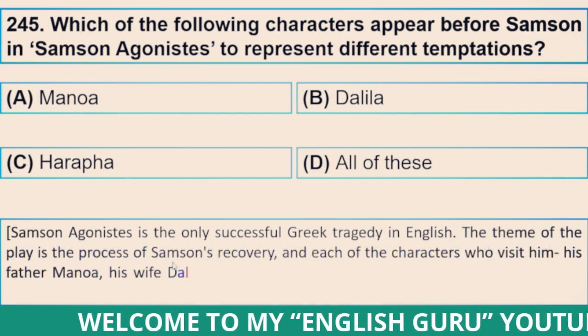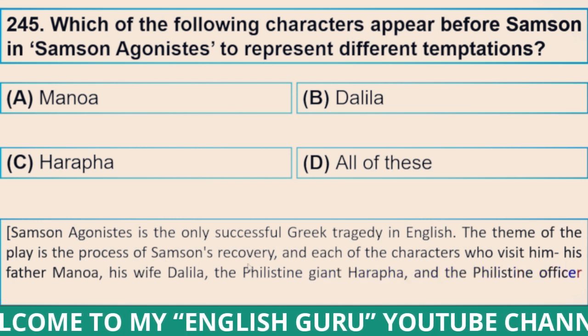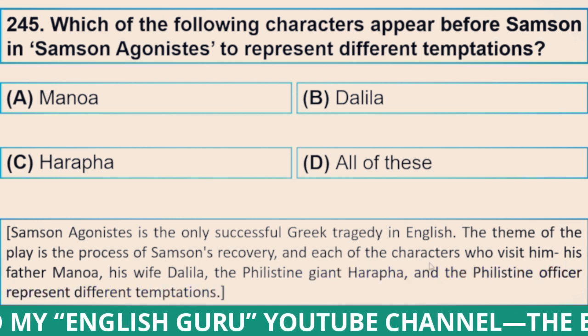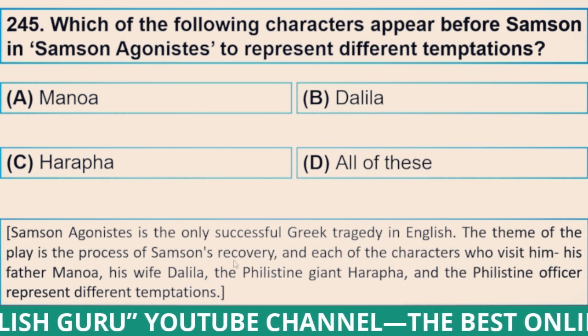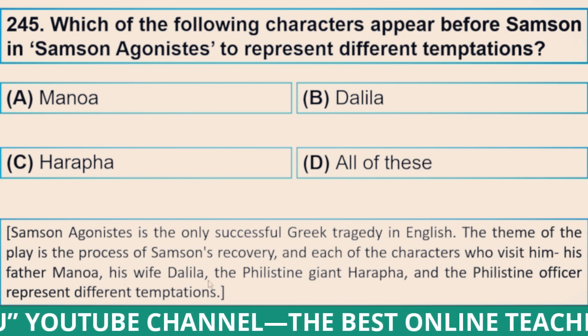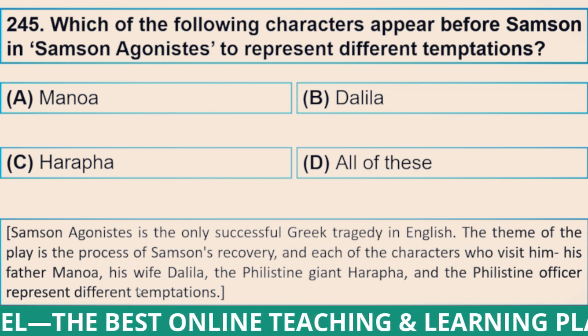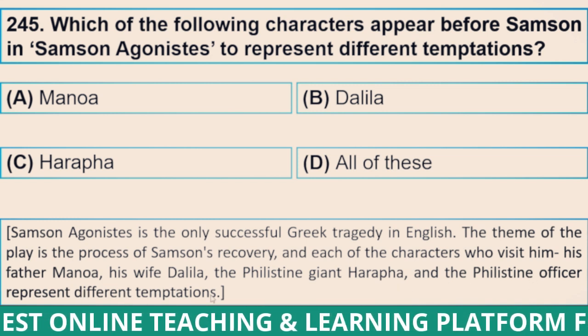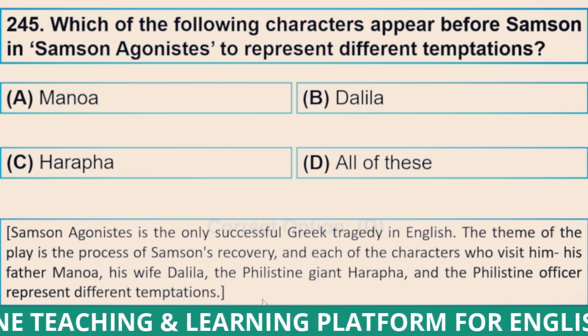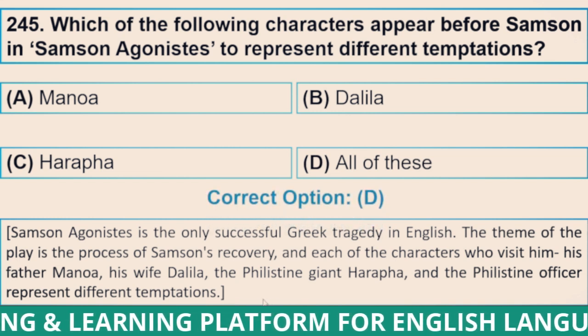The theme of the play is the process of Samson's recovery, and each of the characters who visit him, his father Manoah, his wife Delilah, the Philistine giant Harapha, and the Philistine officer represent different temptations. Here, correct option will be D, all of these.